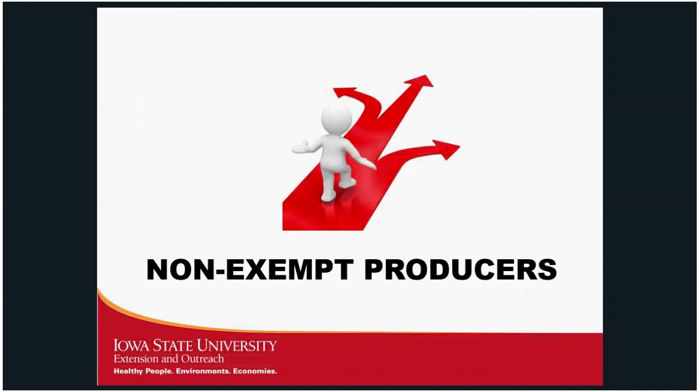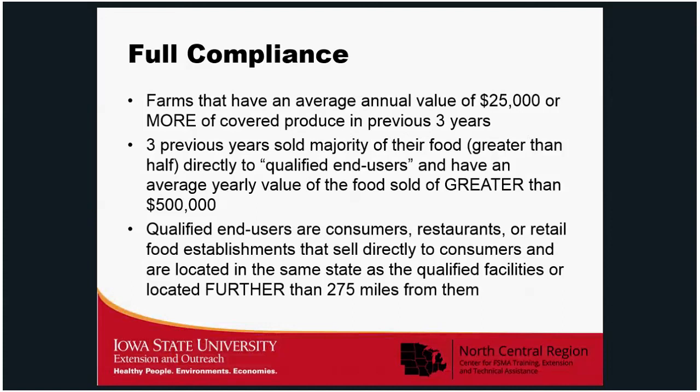So we've gone through, am I exempt or not, or if I'm qualified exempt. If you do not fall in any of those categories, then you must be in full compliance of the rule. What does that mean? That means that your farm has an average of all the covered produce of more than 25,000. So all produce that you sell over 25,000, or you have made greater than 500,000 in all your food sales, with half of it going to a qualified individual, or you're not servicing half of it to a qualified end user within 275 miles of where you're at. So if any of these apply to you, then you must be in full compliance of the produce rule.